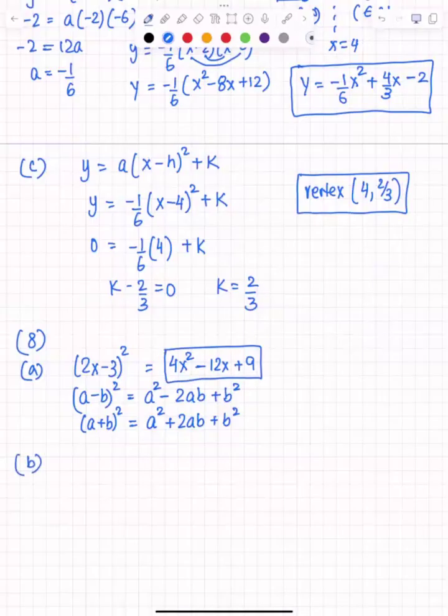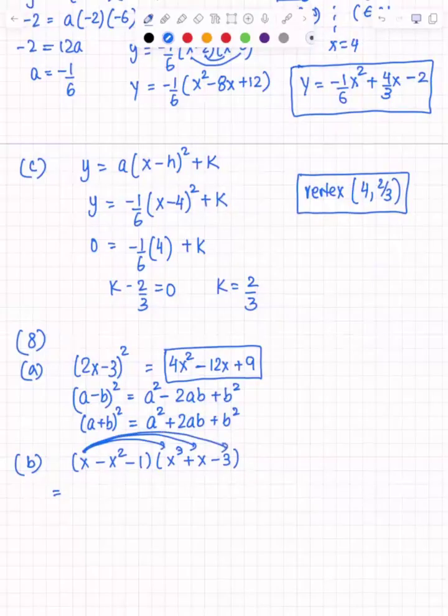Part B, let's multiply out (x minus x squared minus 1) times (x cubed plus x minus 3). Doesn't matter how it's written. I just take the first term and multiply with each of these. And then I do the same with the next term and then the next term. So x times x cubed is x to the 4. x times x is x squared, plus x times minus 3 is minus 3x.